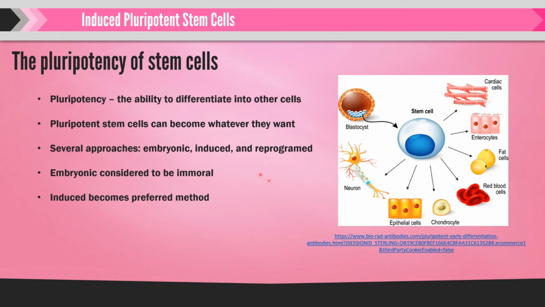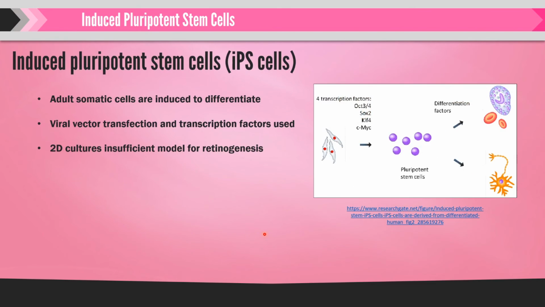So next up, we're going to talk about induced pluripotent stem cells. Now, pluripotency is the ability for a cell to differentiate into other cells. This is the hallmark of stem cell therapy: having a blank canvas and forcing it to become whatever kind of cell you want it to be. There are several approaches to this process, including embryonic, induced, and reprogrammed, but embryonic stem therapy has been shunned and looked at from an immoral angle, typically because people are uncomfortable with the idea of experimenting with embryonic human cells. And so induced is a preferable method.